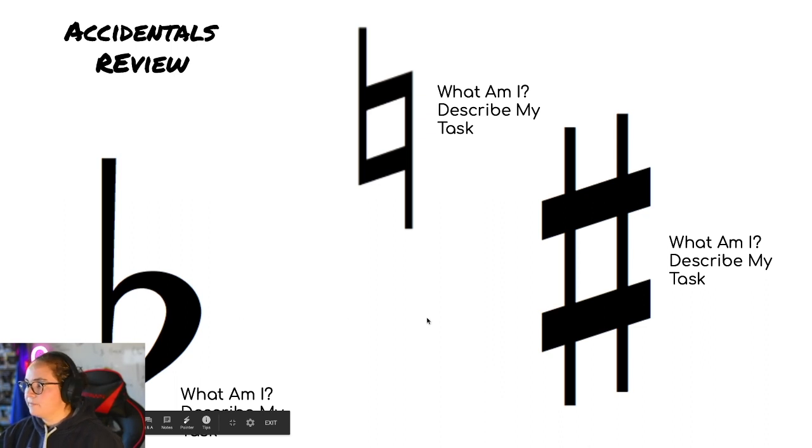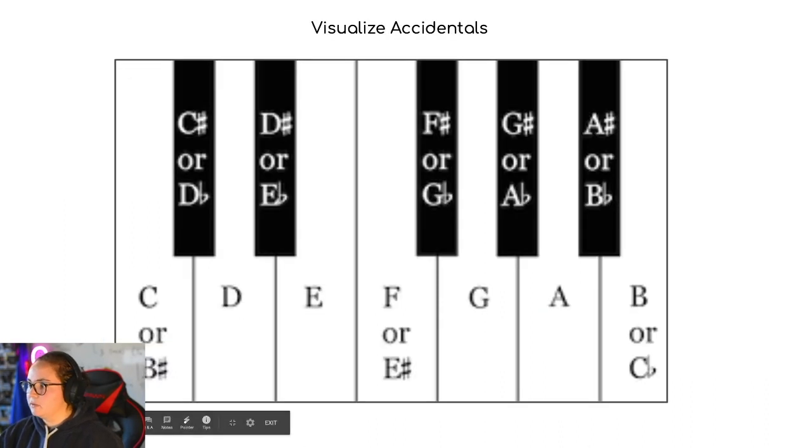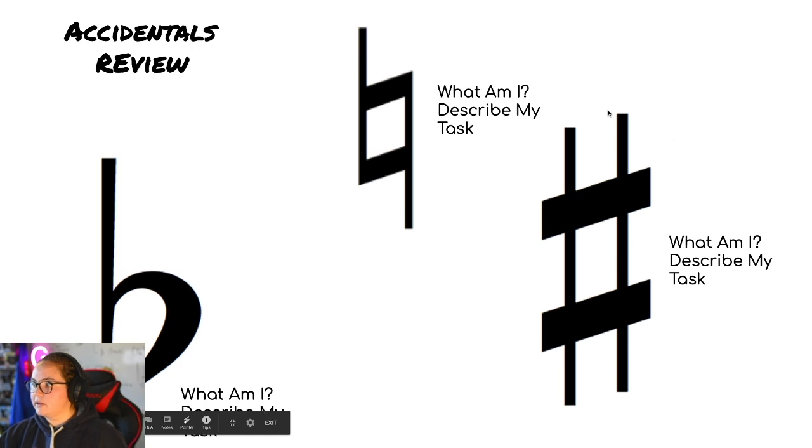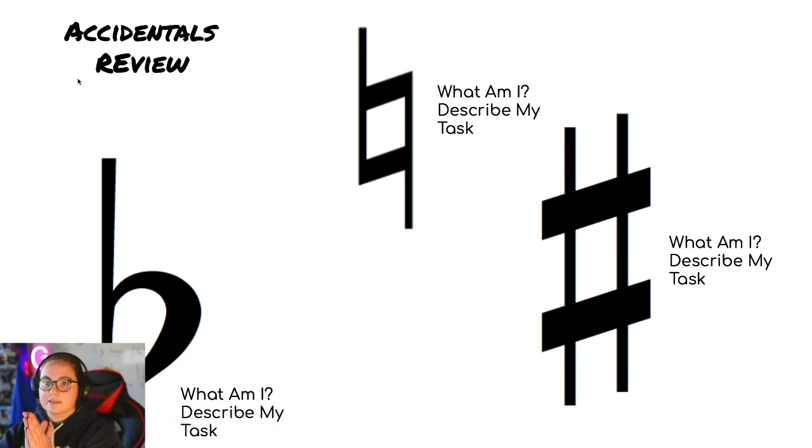This is a flat. Describe my task down here in the corner is what that would say if I didn't have it blocked by the little thing. So, my task as a flat is to take a note and make it sound a little bit lower, right? Make it sound a half step lower. My task, if I was a natural, would be to return a note that was altered by either a flat or a sharp back to regular land. And my task, if I was a sharp, would be to raise a note by a half step.